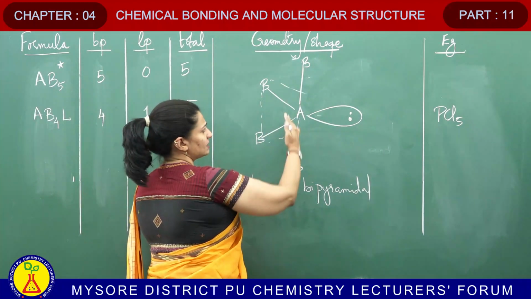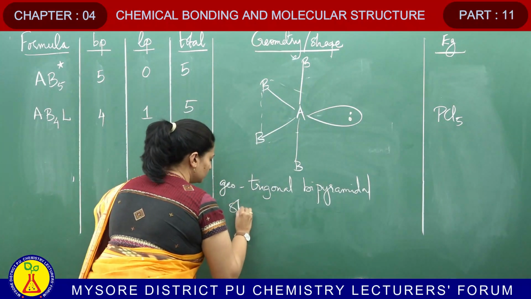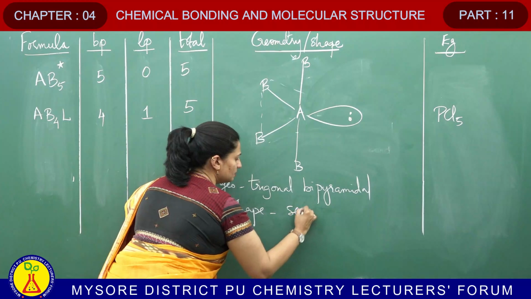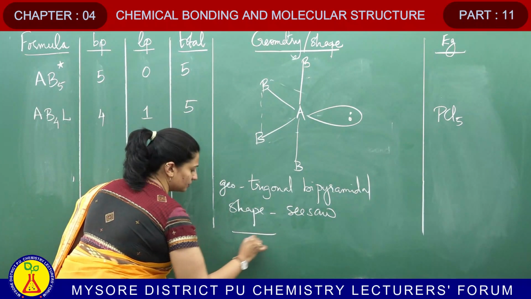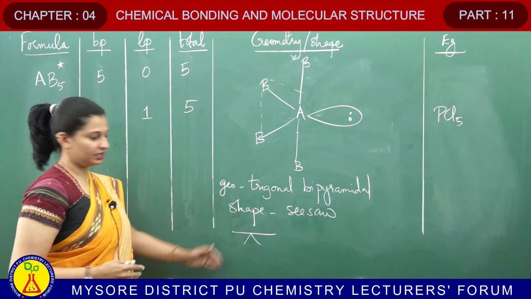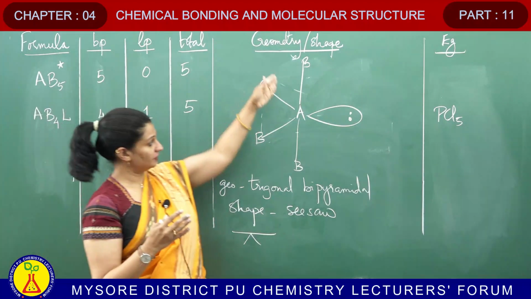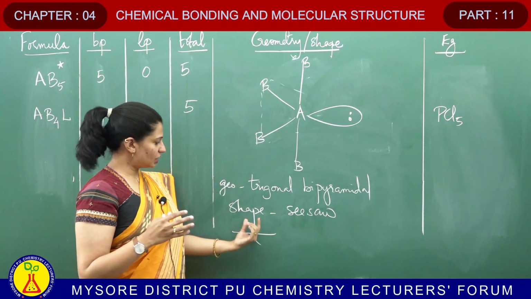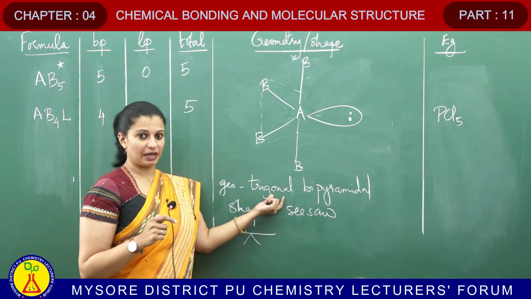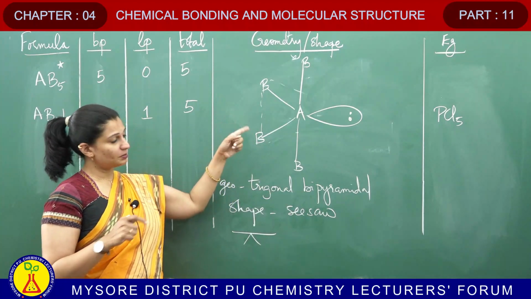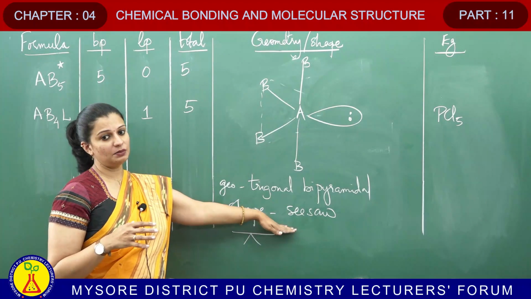All of this will also get slightly bent, and this gives you a shape which resembles a seesaw. I'm sure you would have seen it in a children's park, where you have a board and 2 people on each side. So this looks like a seesaw. The shape is said to be seesaw, but the geometry is still trigonal bipyramidal. Why? Because the lone pair and the bond pairs are still arranged in the form of a trigonal bipyramidal. The shape however becomes seesaw.